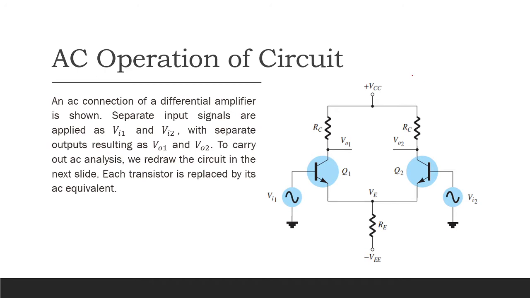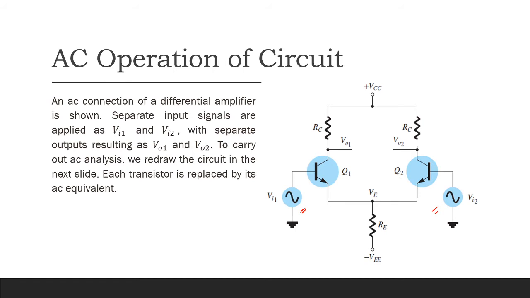Next, we will now discuss the AC operation of a differential amplifier circuit. So, we still have the AC inputs. Again, a reminder: the AC inputs are what we intend to amplify. These are the AC signals we want amplified. Separate input signals are applied as Vin1 and Vin2, with separate outputs resulting in Vout1 and Vout2. To carry out the AC analysis, we redraw the circuit in the next slide.